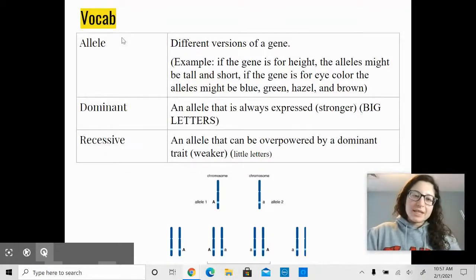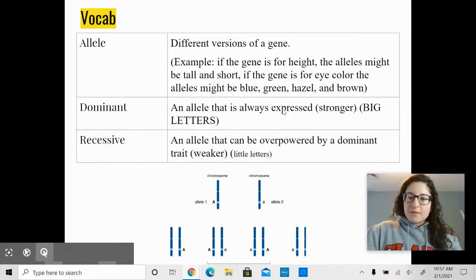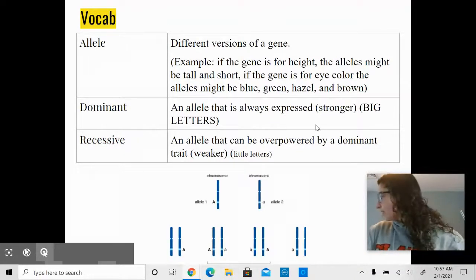Now, within these alleles, within these different versions of traits, you can have a dominant allele and you can have a recessive allele. So a dominant allele is your stronger allele. We tend to write this using big letters.